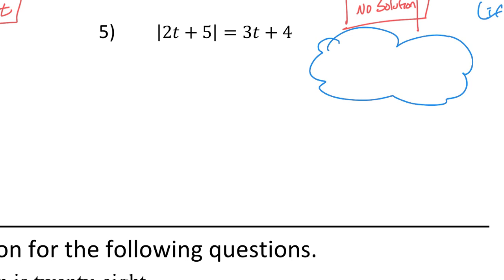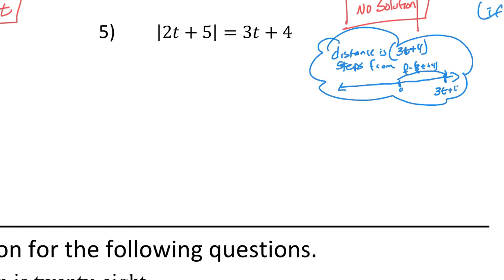I can go straight to the fact that in my head, I have something that has a distance, 3t plus 4 steps from 0. So if I picture a number line, here's 0. I can move to the right, which would be like adding 3t plus 4, and that gives me 3t plus 4.